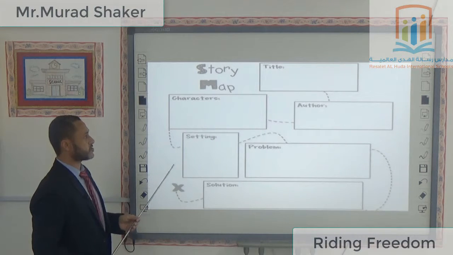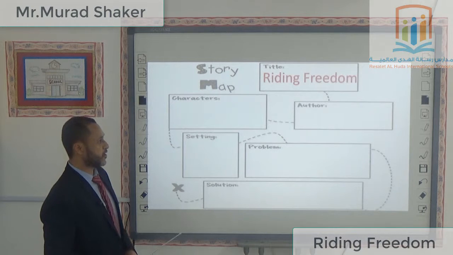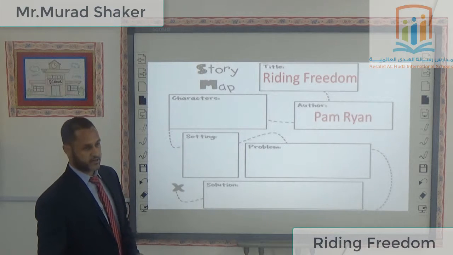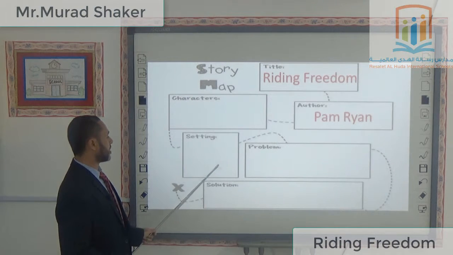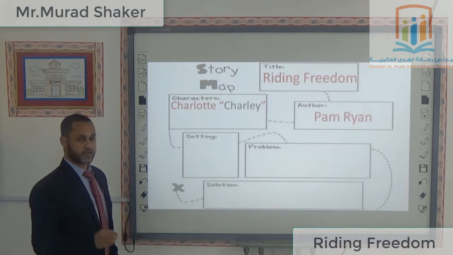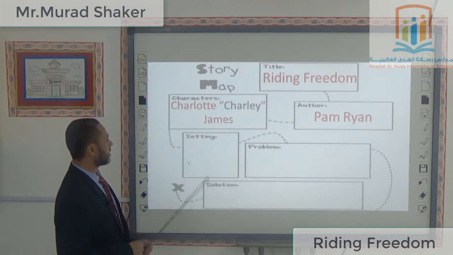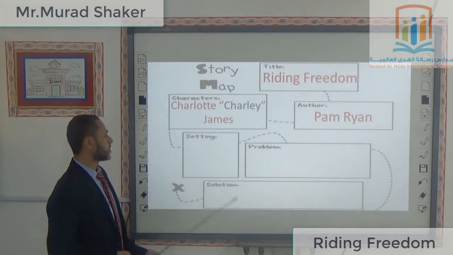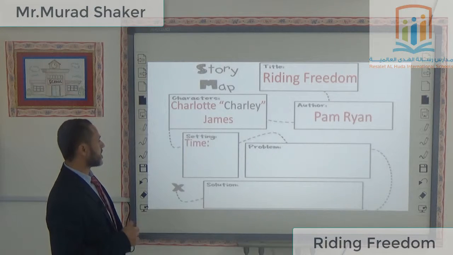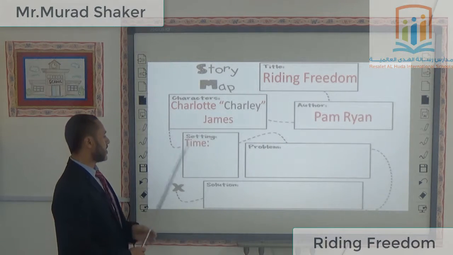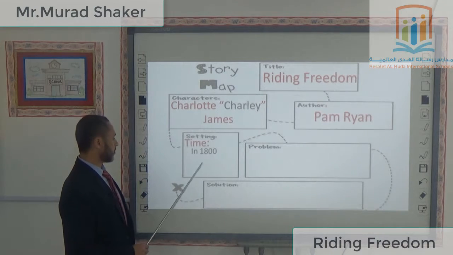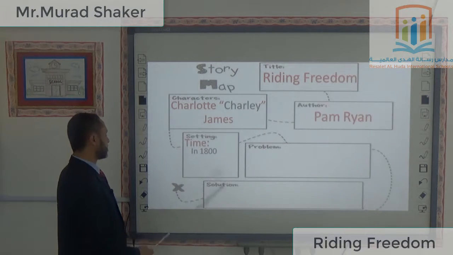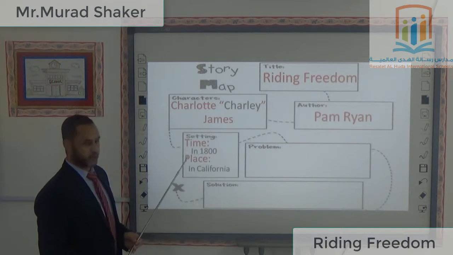Here, number 1, the title of the story is Riding Freedom. Okay, and the author is Pam Ryan. Okay, after that, we have many characters in the story. But the most important characters are Charlotte, and his name is Charlie, and James, her friend or his friend. Yes, after this, we have to mention the setting, time. It took place in the 18th century or 1800. The place is here in California.